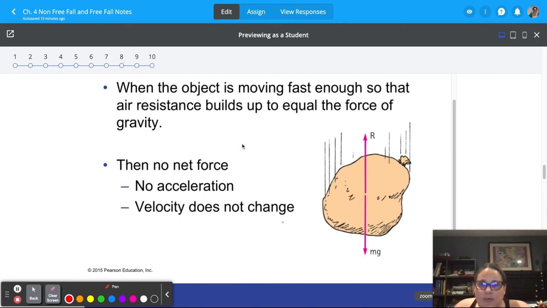All right. When an object is moving fast enough so that air resistance builds up to an equal force of gravity, you have then no net force, therefore no acceleration, and velocity does not change. Velocity is then constant when R equals weight. The sum of forces becomes zero, acceleration becomes zero.